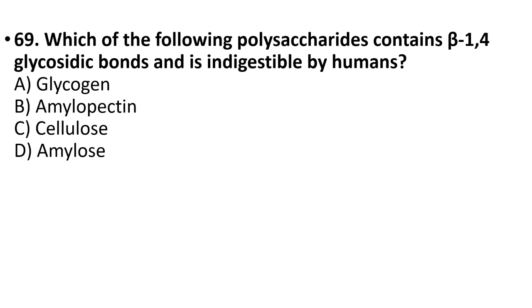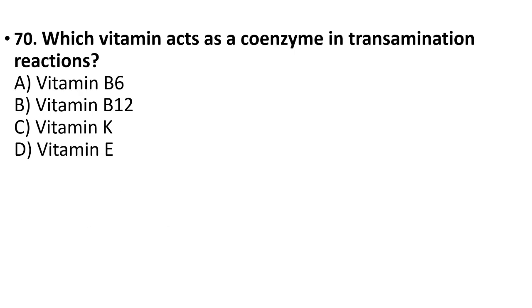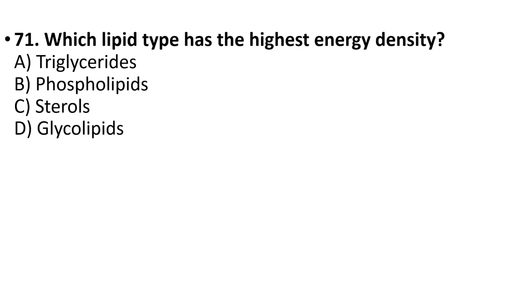69. Which of the following polysaccharides contain beta-1,4-glycosidic bonds and is indigestible by humans? Your answer is option C, cellulose. 70. Which vitamin acts as a coenzyme in transamination reactions? Vitamin B6, vitamin B12, vitamin K, vitamin E. Your answer is option A, vitamin B6.